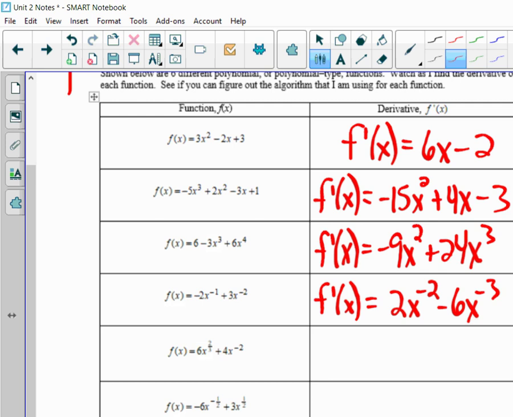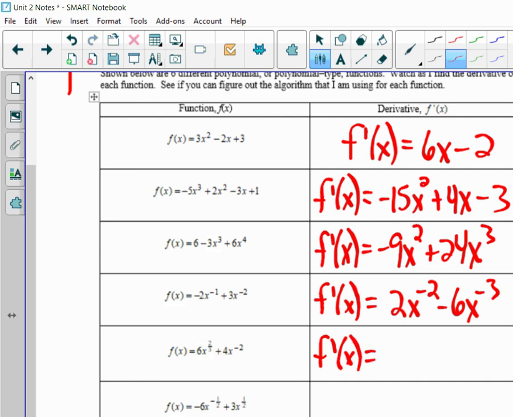As I take the derivative, the exponent goes down by 1 on each of the terms. What am I doing with those exponents? I'm taking the exponent and I'm multiplying it by the number in front. So that's why I got positive 2. And then I'm subtracting 1 from the exponent. On all of those, you can go through and see that. And the constant is 0, because we just said the derivative of a constant is 0. So that's why the derivative of all the constants are 0.